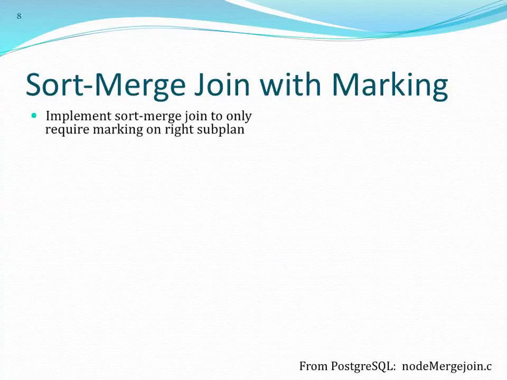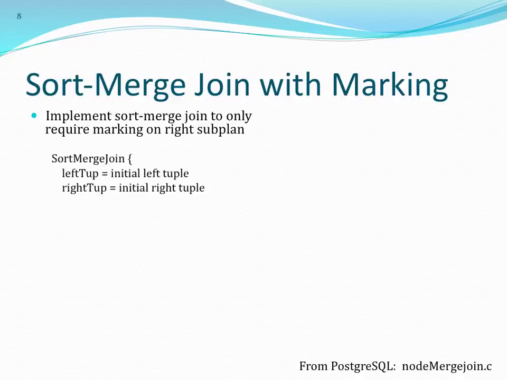Here's an example of how to implement sort-merge join in a plan node. This is actually stolen from Postgres, so you can go look at nodeMergejoin.c in Postgres, and you will see this implementation or something like it. This is a high-level description of it. You start with the left tuple and right tuple being the initial left and right tuples from the left and right subplans.